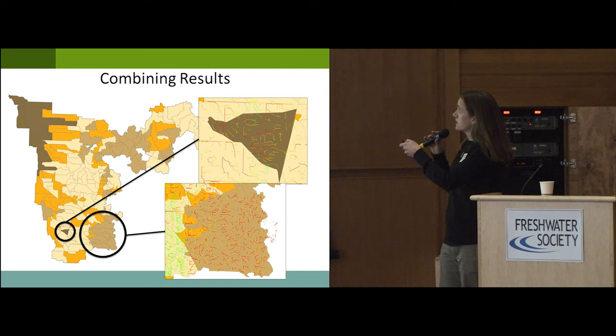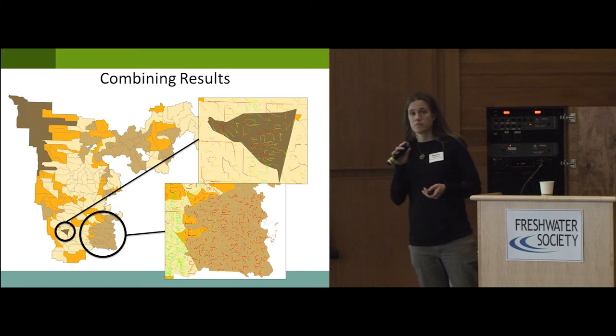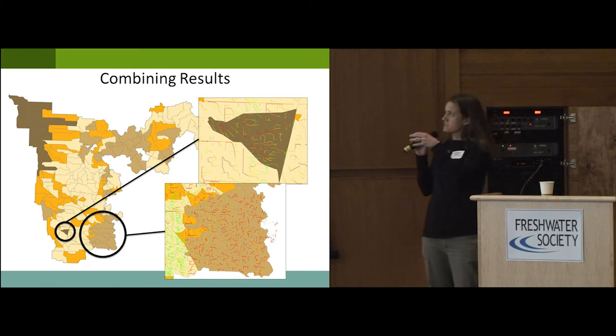And then within there, I can see, based on my priority rankings, with red being high priority, exactly where I might want to go, again, on this very fine scale. So these are things that we're doing.